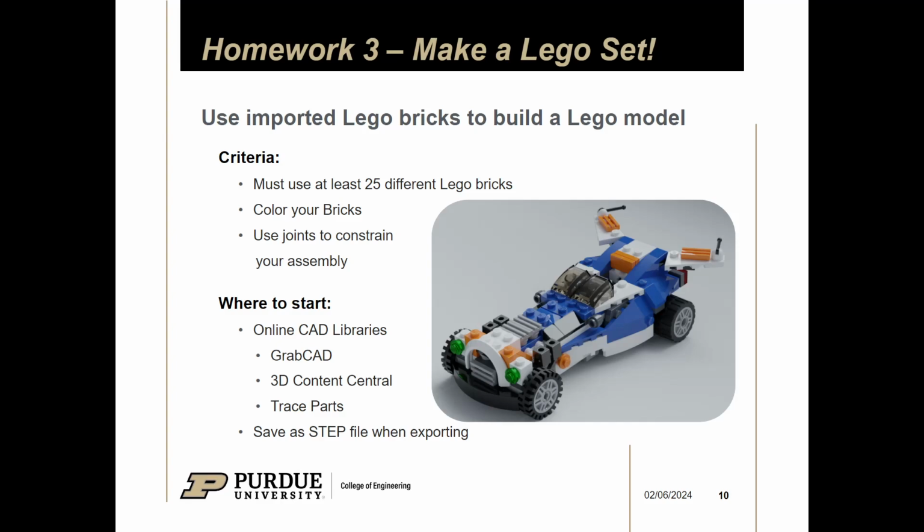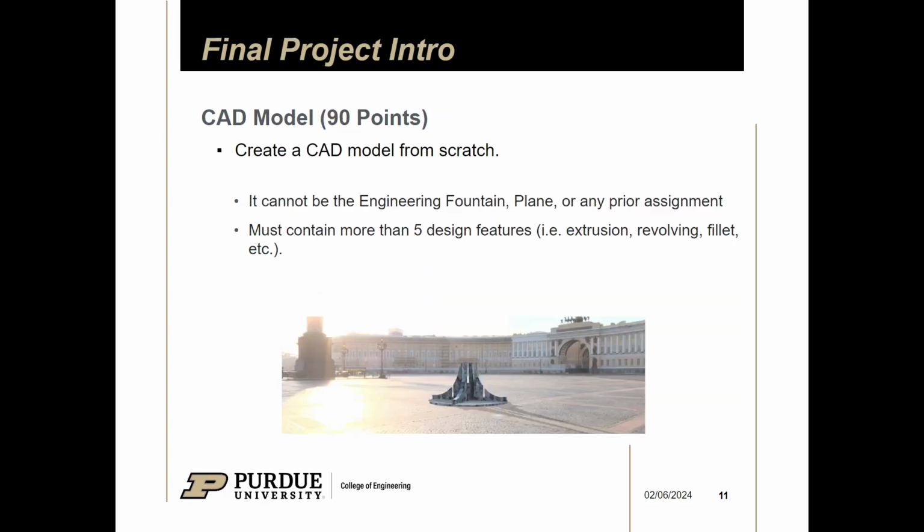There's also extra credit if you want extra credit. I'll go into that in a second, but this is a quick introduction of your final project. I talked about it earlier, but you're going to create your own model with at least 5 design features, and it just can't be like the engineering fountain or anything we've done in class. That's basically your final project. Feel free to get started now, or you can do it later.